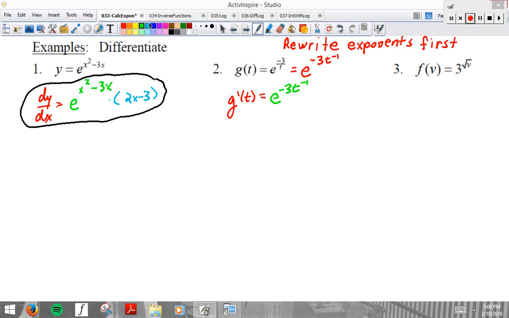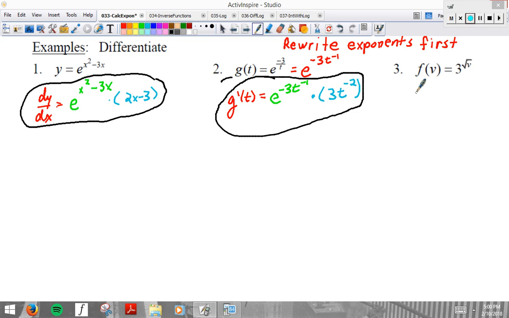And then I'm going to multiply the whole thing by the derivative of this. Bring the power down. Negative 3 times negative 1 is positive 3. T to the negative 1, subtract 1. We're differentiating. And you're done.